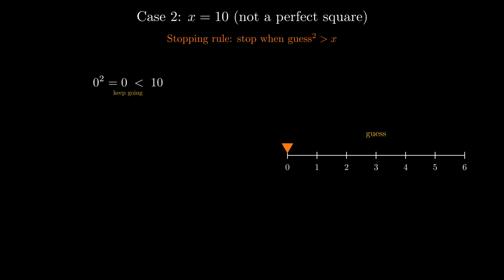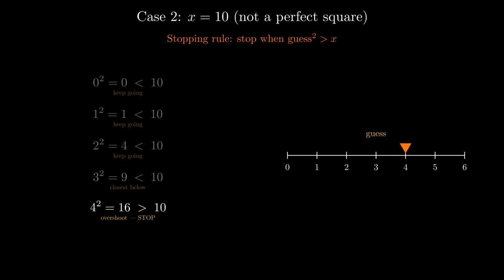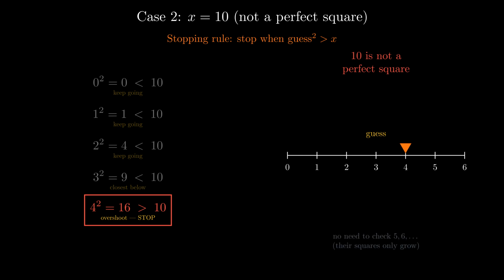Watch. 0 squared is 0, which is less than 10. Keep going. 1 squared is 1, less than 10. Keep going. 2 squared is 4, less than 10. Keep going. 3 squared is 9, still less than 10. Keep going. 4 squared is 16, which is greater than 10. Stop. We never hit 10 exactly, so 10 is not a perfect square, and we don't need to check 5 or 6 or beyond, because their squares are only bigger.